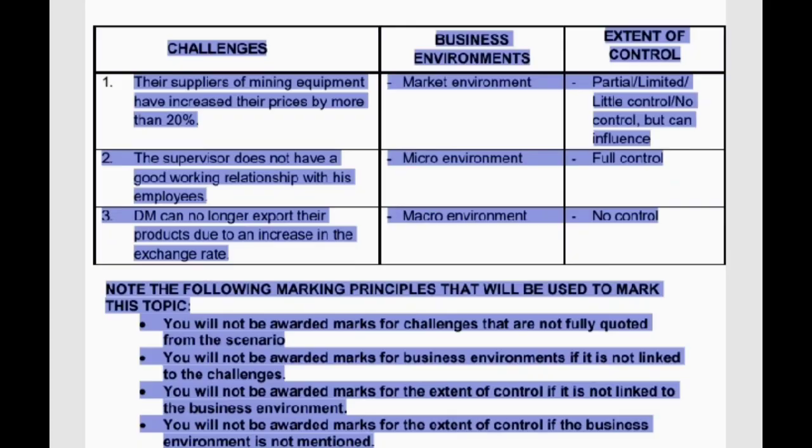Now we have to quote the challenges. What are the challenges? Their suppliers of mining equipment have increased their price by more than 20%. That's a challenge they are facing. So you have to know where that challenge falls. It falls under market, because it's outside the business. How much control does it have? It has less or limited control. The second challenge is that the supervisor does not have a good working relationship with his employees.